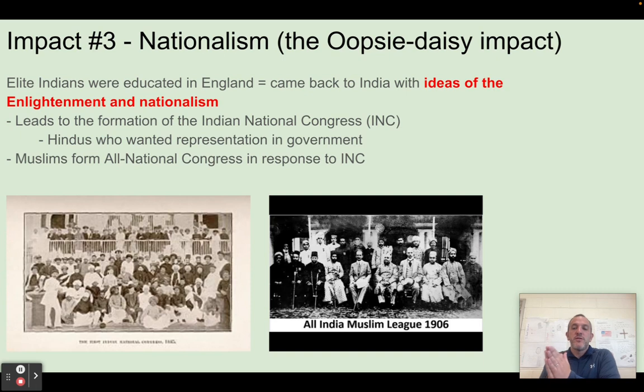And the Hindus are basically saying kind of what the 13 colonies said. We just want representation. We're not trying to totally kill all the British. We're not trying to make them disappear. We just want representation. And the Hindus primarily make up this Indian National Congress. And as a result, the Muslims form their own group called the All National Congress, and the two are going to compete with each other, but both have the same goal to try and get rid of the British.